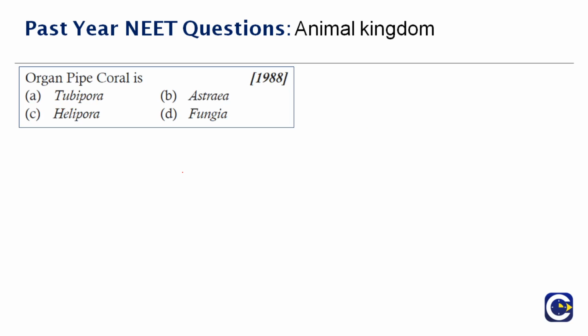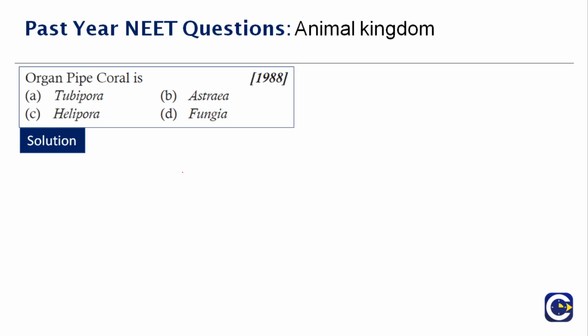Next question here. Organ pipe coral is dash. What do you mean by this? What is it actually? Because we must not have heard about this, right? What is this pipe coral? We can simply call it pipe coral. Coral we can understand, but what do you mean by pipe coral?